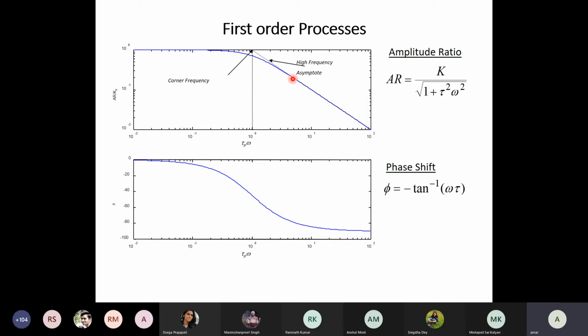The slope over here for a first order process will be -1, and the phase difference for a first order process will go to -90 degree. So phi will be -90 degree, because at omega tending to infinity, I will get -90 degree.